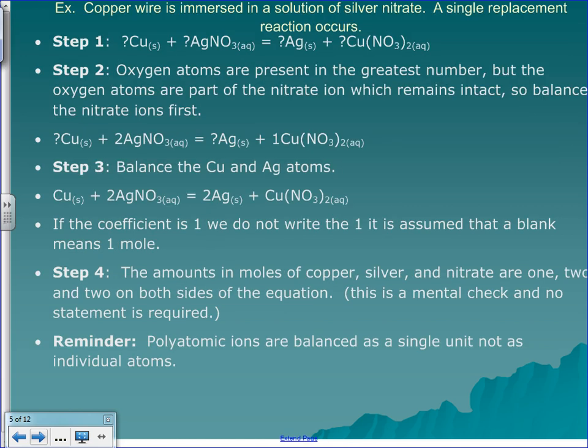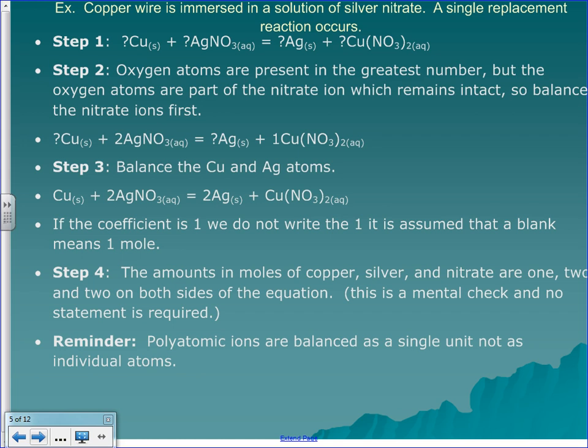All right, so copper wire is immersed in a solution of silver nitrate. A single replacement reaction occurs. Okay, so if we're looking at this reaction here, what should I balance first? What's present in the largest number? Nitrate. Okay, we want to balance nitrate. It's got a 2 beside it.